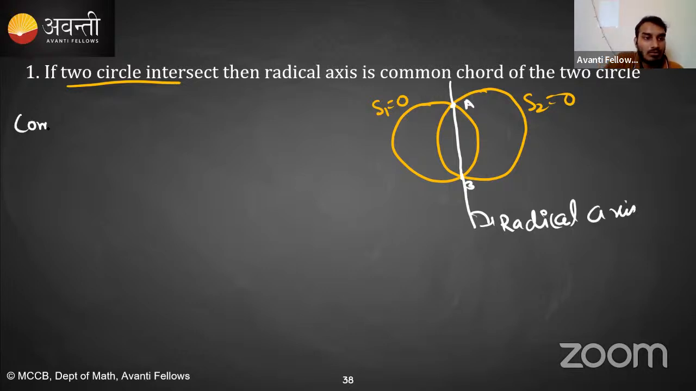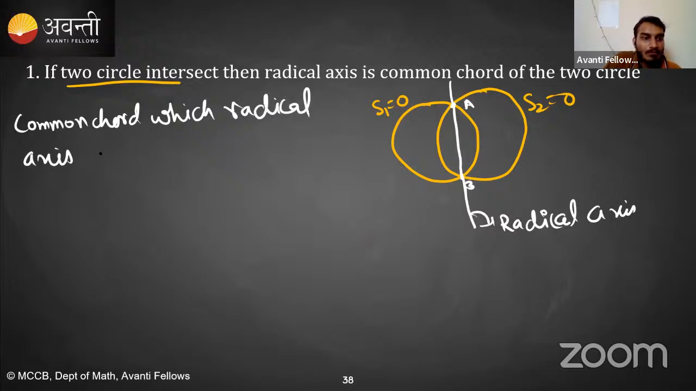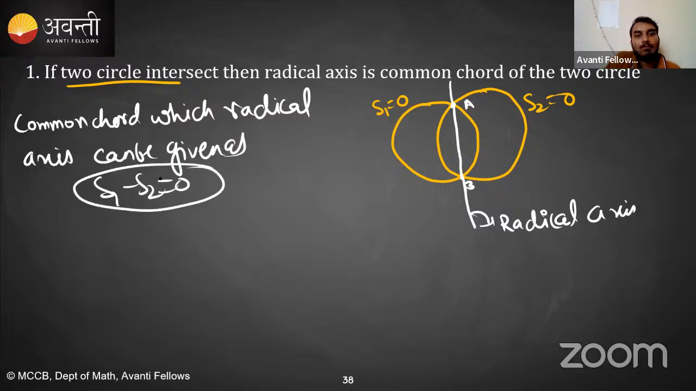So the common chord, which is the radical axis, can be given as S1 minus S2 is equal to 0. Simple. Is this clear? If somebody asks you in the question to find the common chord between the two circles, then if two circles are intersecting, only then can you find the common chord. Otherwise, how will you find it? Then you should remember, if two circles are intersecting, then the radical axis is nothing but the common chord of the two circles.